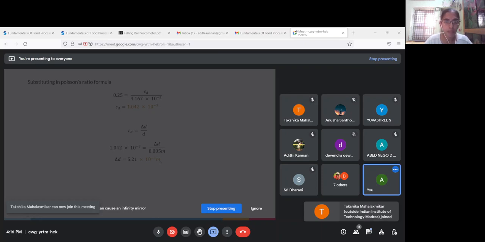So in this case, does the diameter decrease or increase? Decrease, madam. Okay, yeah. So in this case, instead of final minus initial, delta D will be D initial minus D final. So 0.005 will be your D initial minus 5.21 into 10 power minus 3, which is your delta D. So the total D final is 0.4995 millimeters. So the answer to this question is option B.